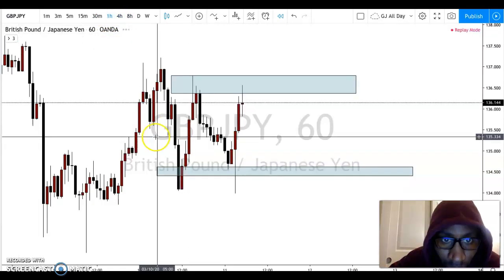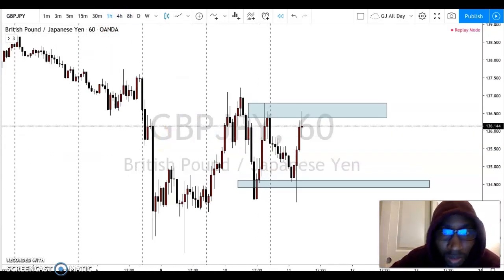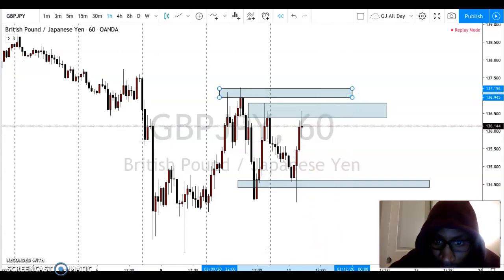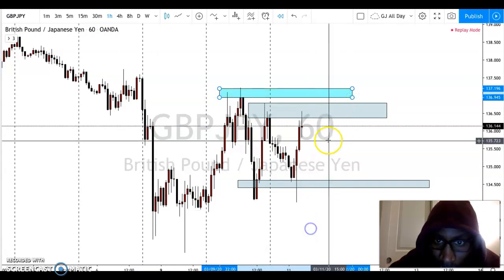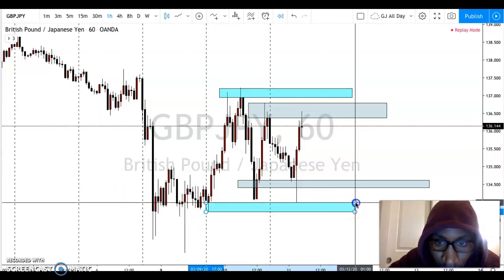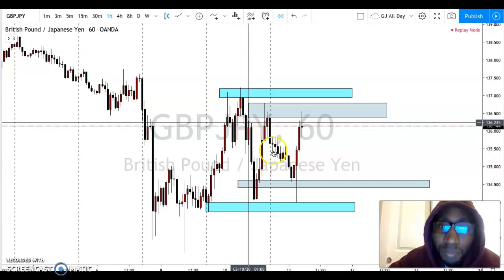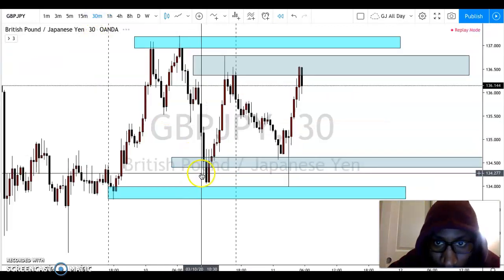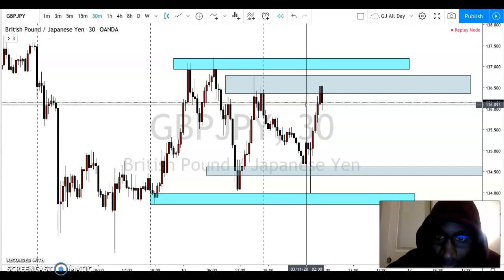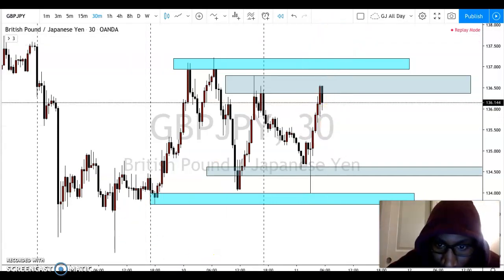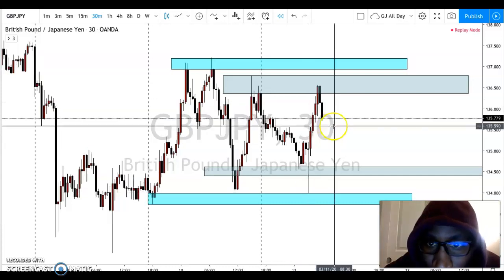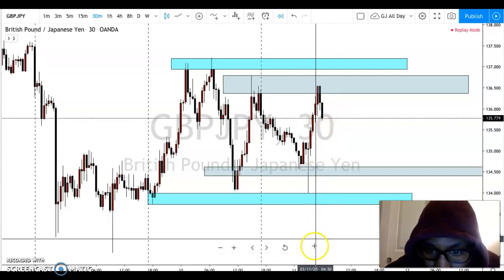So go to our H1. We see that our daily high was right here. Daily low was right here. Okay. Now, with this example, we're either going to trade the highs and the lows or wait for a breakout. So let's see what we get. 6 o'clock, okay.